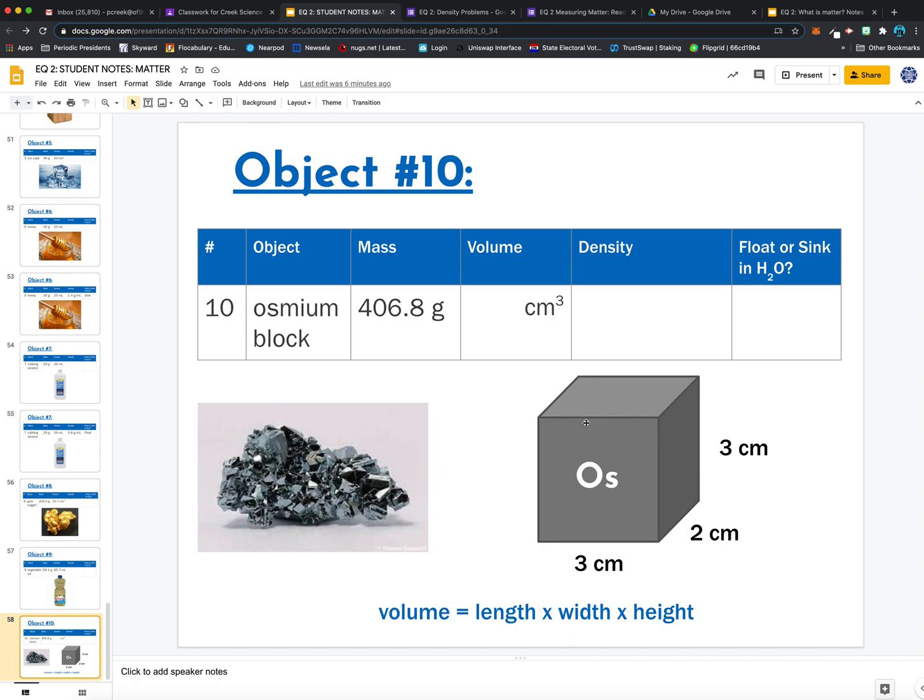But we're going to pretend we have a block of osmium with right angles, and we can calculate its volume. So in order to calculate the volume here, we're going to use the volume of a rectangular prism from math class. So volume equals length times width times height. So I give you the dimensions here. Figure out the volume, then figure out the density. And I'm probably guessing you know if this thing's going to float or sink in water. So go ahead and figure this guy out and pause the video.